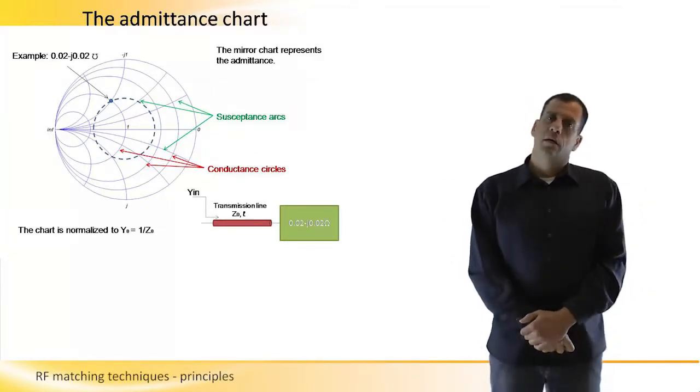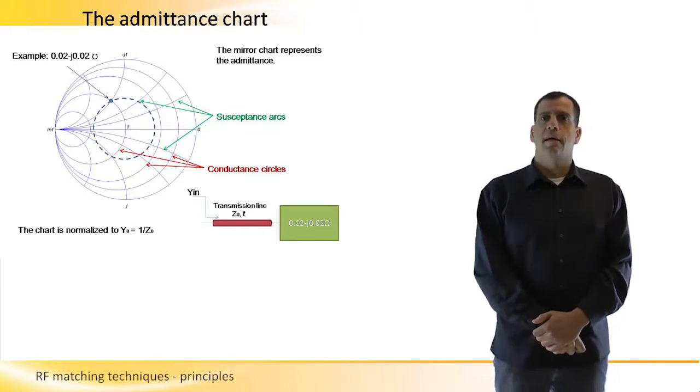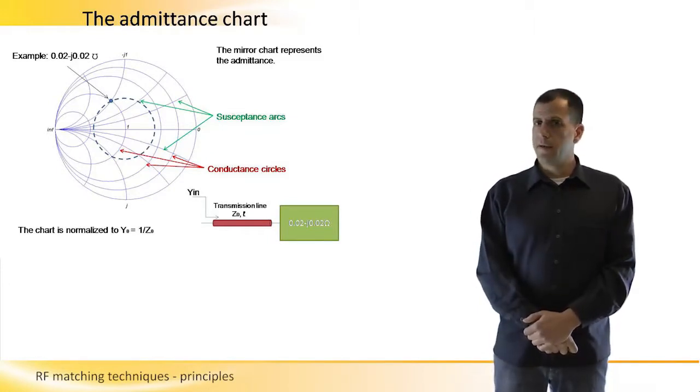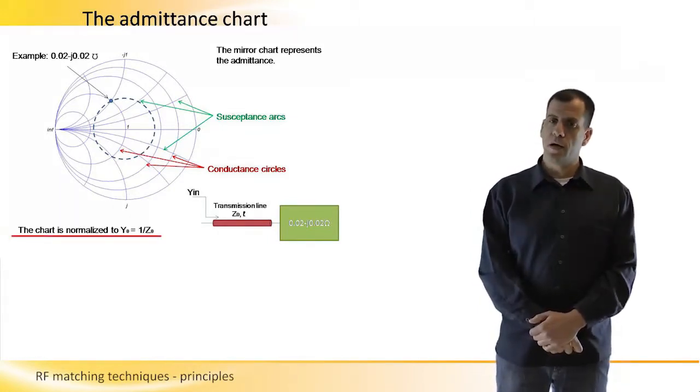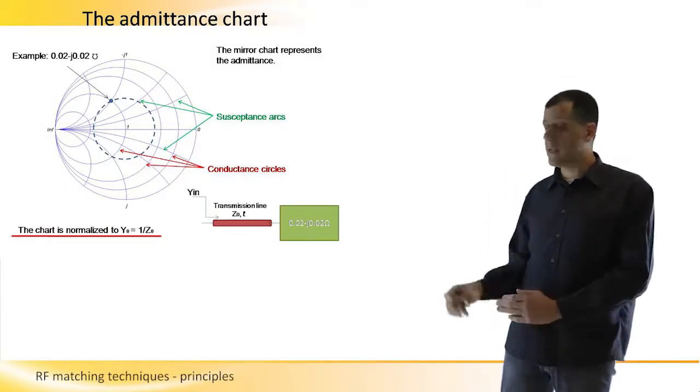Again, we have to remember that the admittance chart is normalized. Here it is normalized to Y0. Y0 is 1 divided by Z0.